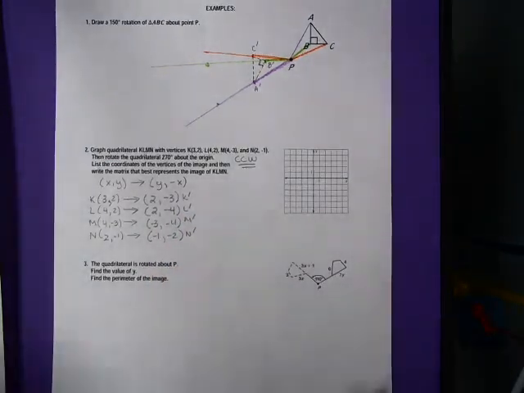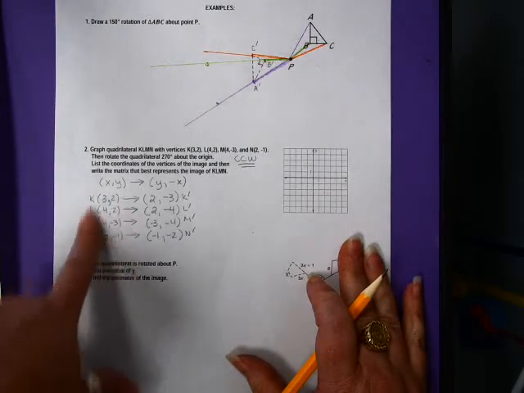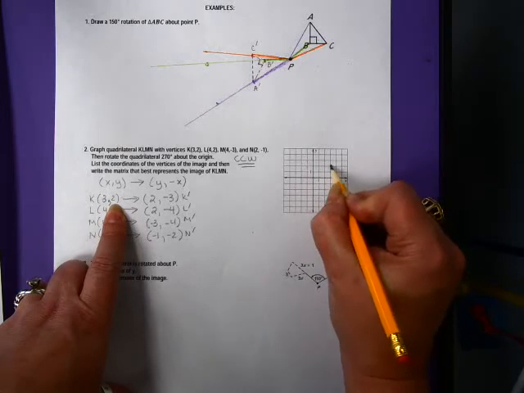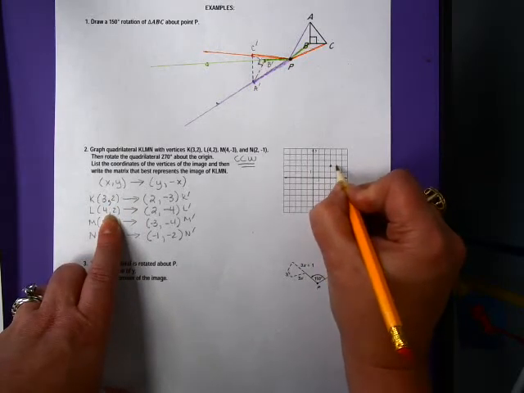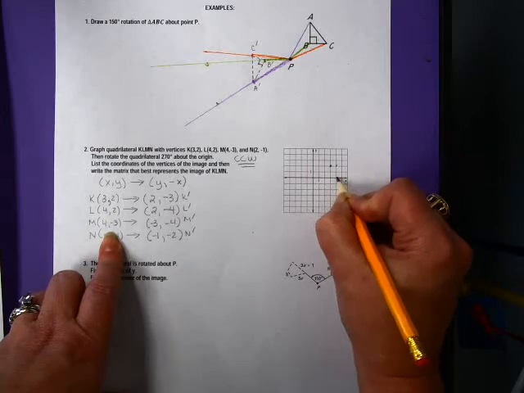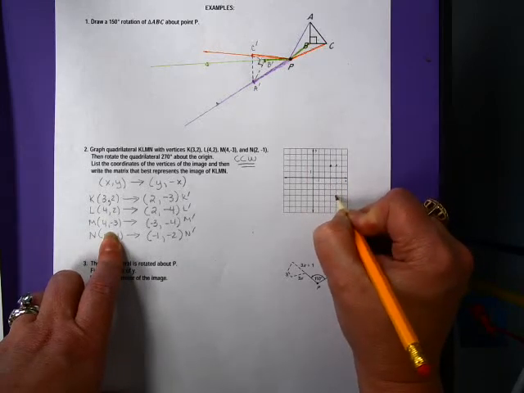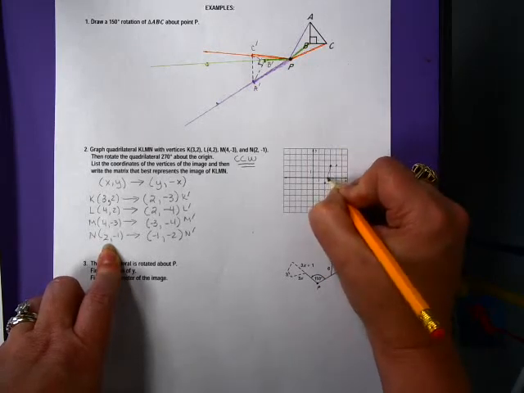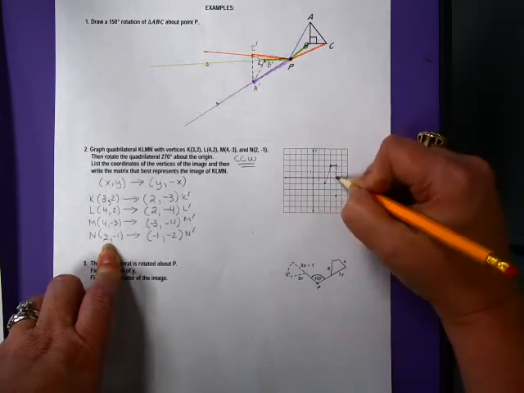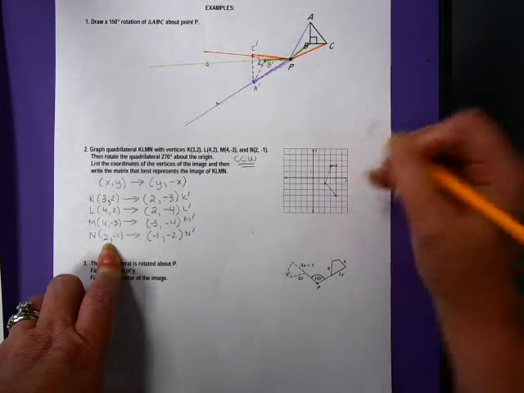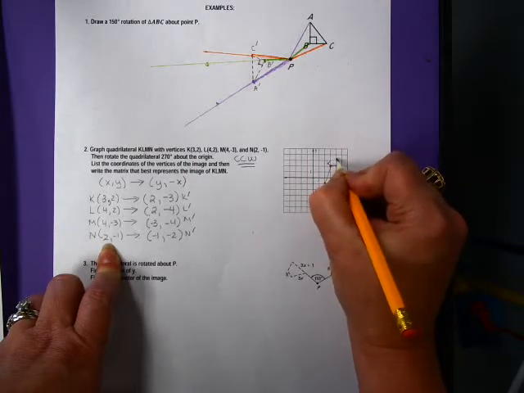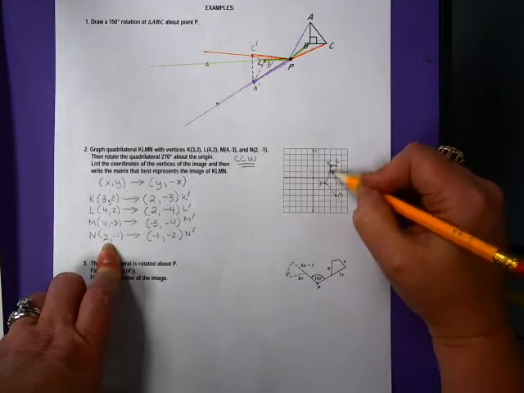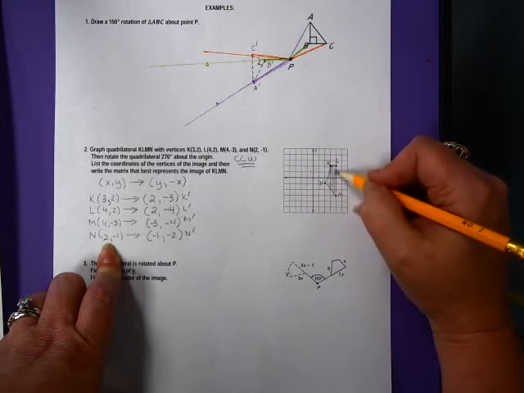Okay, to check it, what I want to do is graph this. So this is going to be 3, 2, 4, 2, 4, negative 3, and 2, negative 1. So we're talking about this shape right here, this quadrilateral, K, L, M, N. I'm going to shade it in so you can see it a little better.